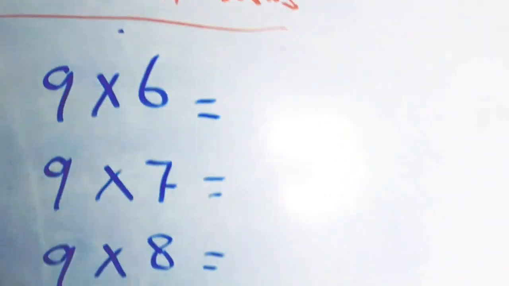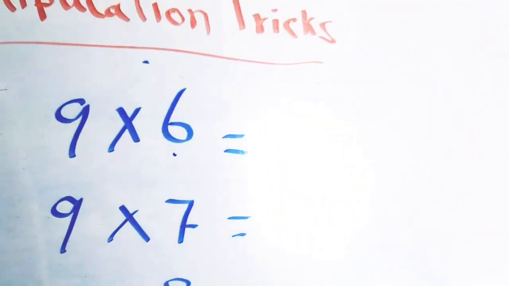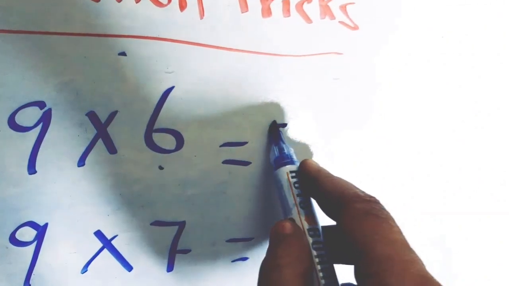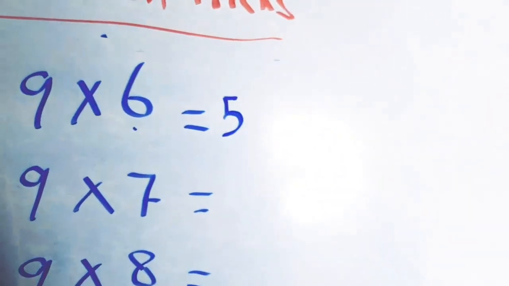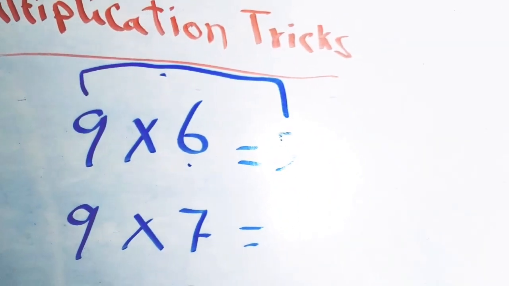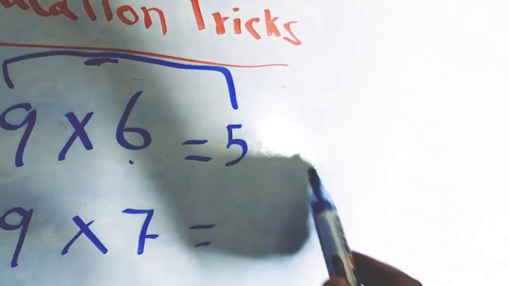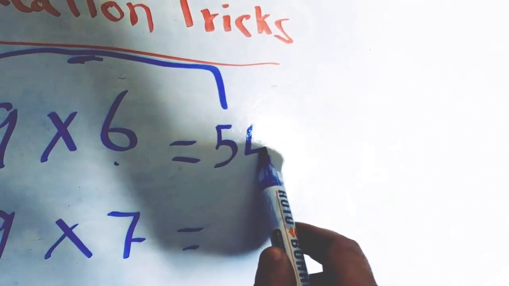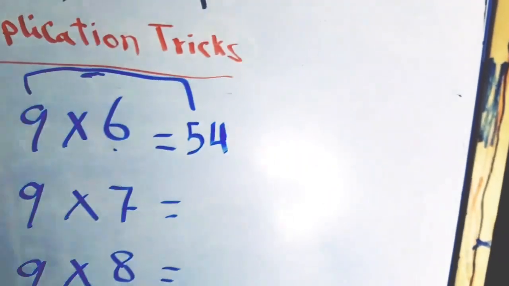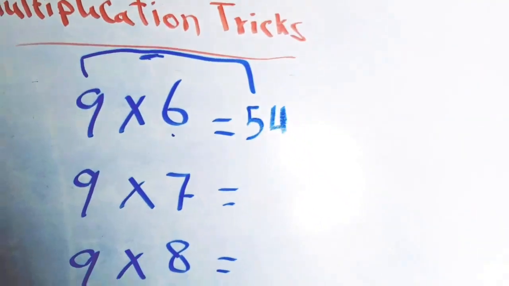9 times 6. We look at the number we are multiplying by 9. We have here 6. We subtract 1 from 6, so we have 5. We write 5 at the tens place. Then we subtract 5 from 9, so we say that 9 minus 5 equals 4. We have 54. Of course, we all know that 54 is the multiplication product of 9 times 6.